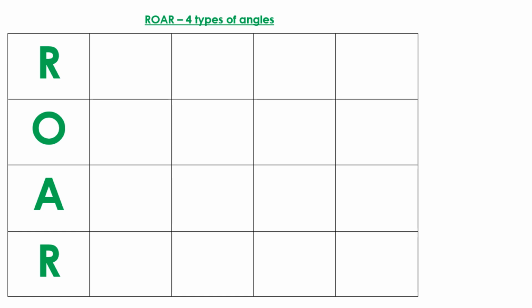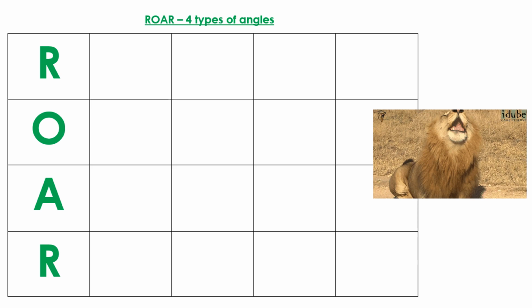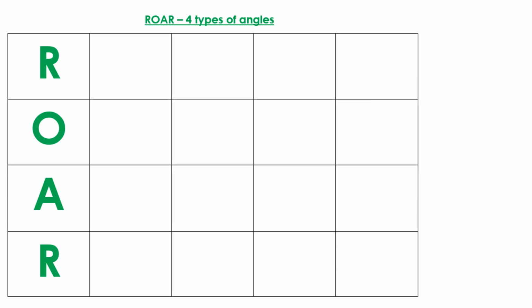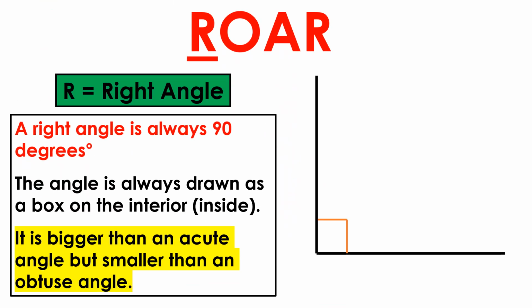What we are going to do is use a method to help us remember all the different types of angles. So the word I've chosen here to help you remember the 4 different types of angles is RAW, like lions do. Okay, and I'm going to show you what each letter stands for and give you a little bit of information about each angle. Right, so let's have a look at the first angle.